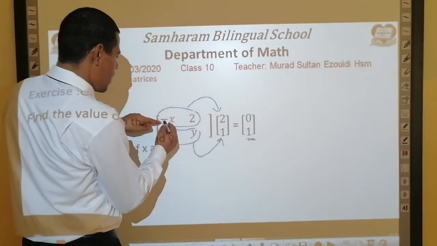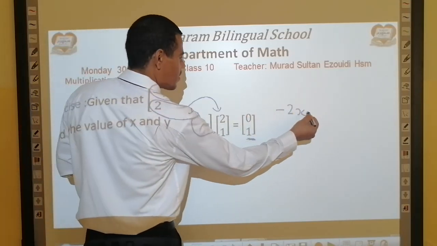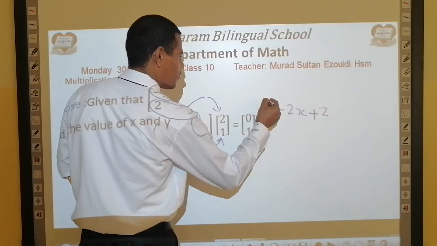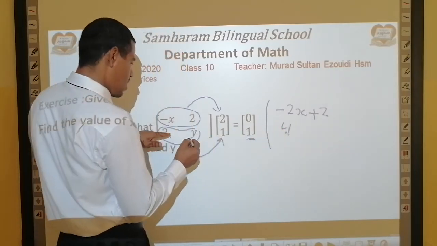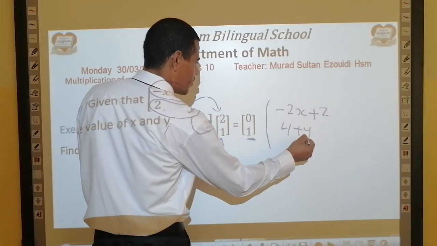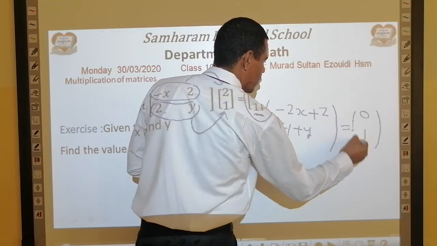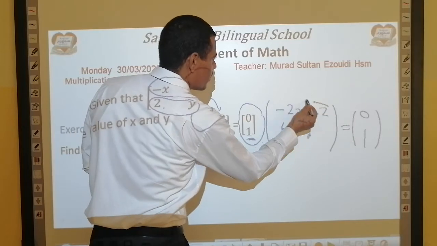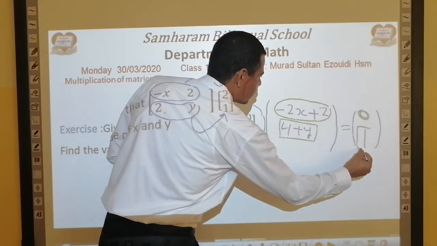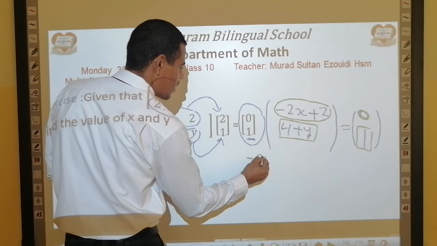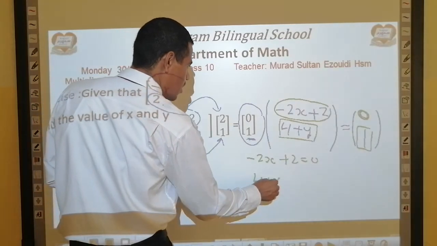Means what? Minus x multiplied by 2 gives minus 2x. Then plus 2 multiplied by 1 is 2. Then 2 multiplied by 2 is 4. Plus y multiplied by 1 is y. Equal 0, 1. Means that this one equals 0 and this one equals 1. I will write that again. Minus 2x plus 2 equals 0, and 4 plus y equals 1.